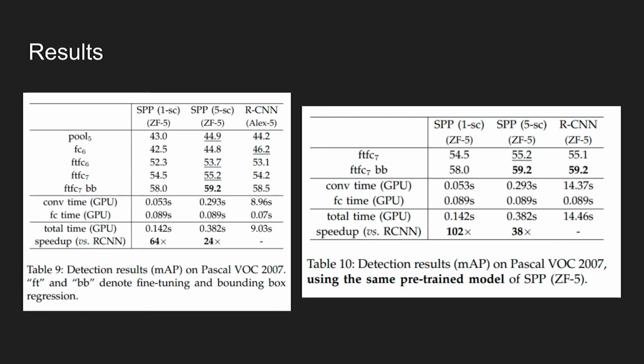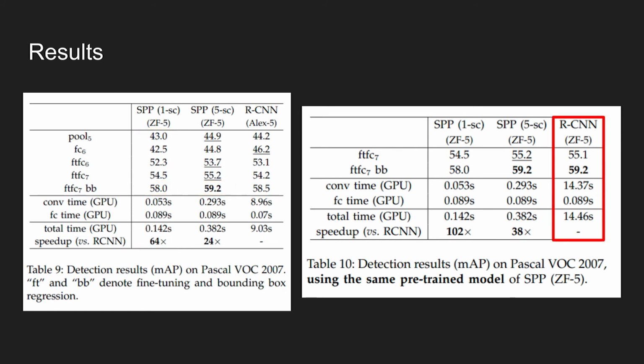Now, this table shows the results of the SPP model on the Pascal VOC 2007 dataset. Compared to the RCNN model, the SPP is 64 times faster. The performance on a single scale is 43%, which is comparable to the RCNN model. As the fully connected layers are fine-tuned, the performance goes up to 58%. And when using 5 different scales, the performance once again goes up to 59.2.